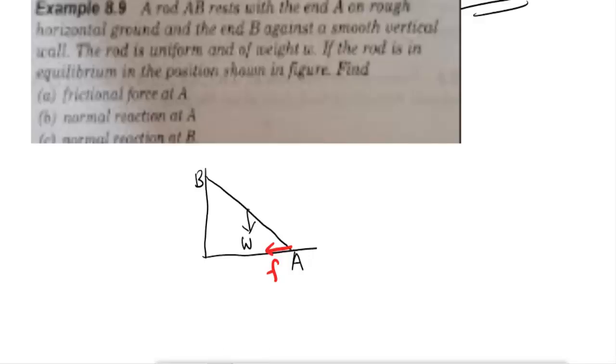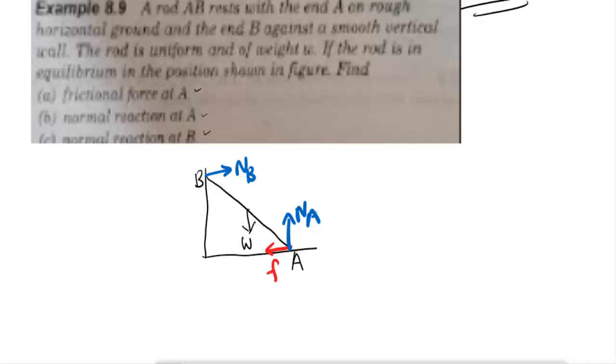Now next, what are the other forces? Since it is over here, a normal reaction force will be acting perpendicular at the point B as well as perpendicular at A. Those are the normal reaction acting at A and the normal reaction at B. F is the frictional force which is acting over there. Here we need to find out the frictional force at A, normal reaction at A and normal reaction at B.